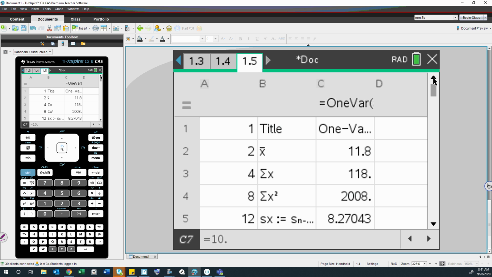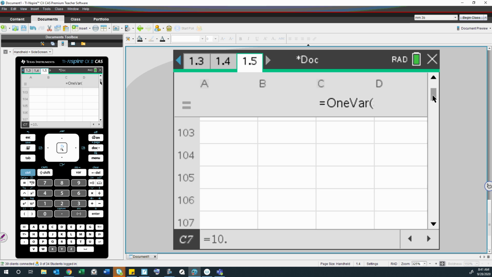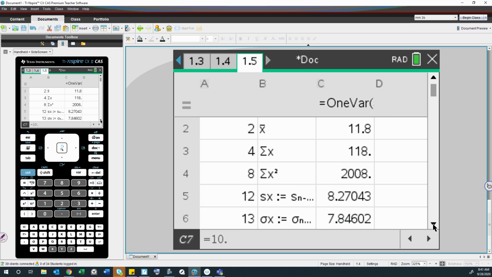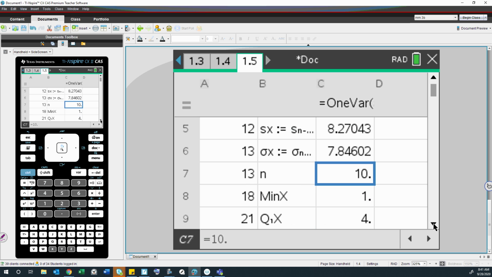s x is 8.27. Where have we seen that before? That was the standard deviation we got from the sample, from using the sample. Oh, I went way too far. Okay, going down further. So here we have our sigma x, and we get 7.8. What was that number? We just calculated it by hand. That was our standard deviation with the entire population. n, what is n? 10. We have 10 numbers.